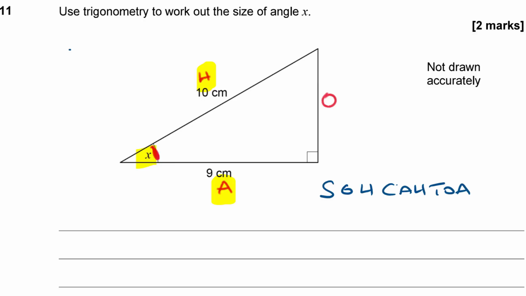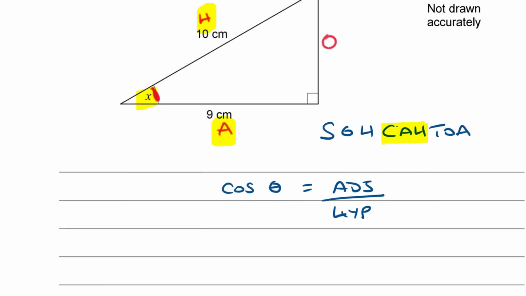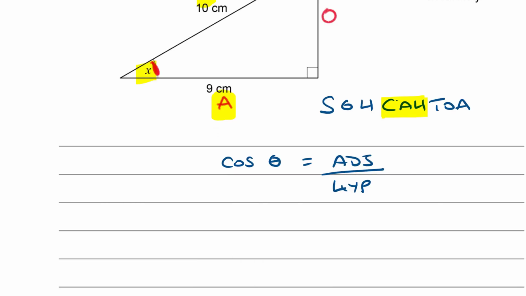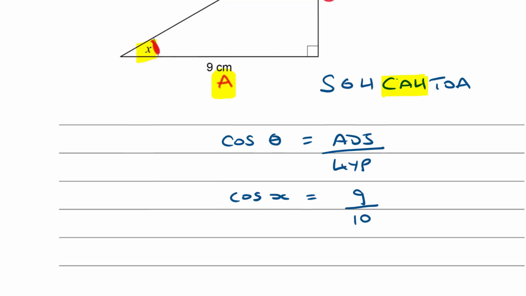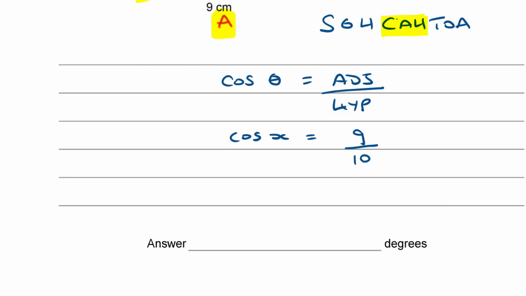So the ratio that includes the adjacent and the hypotenuse is that one there. Cosine. So let's write that out fully then. The cosine of an angle is equal to the adjacent divided by the hypotenuse. Okay, that's the full ratio that we need to use. So then let's sub in what we know. Cos, well, it's x in this case, not theta. Adjacent is 9 and the hypotenuse is 10. Okay, so the cos of x is 9/10. So then x is going to be the inverse cosine of 9/10.